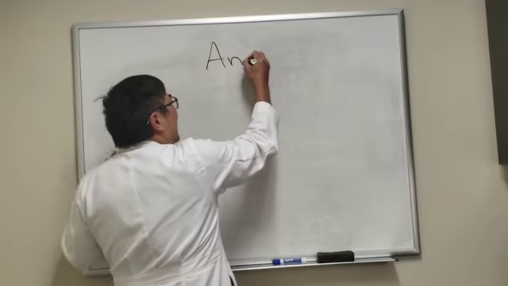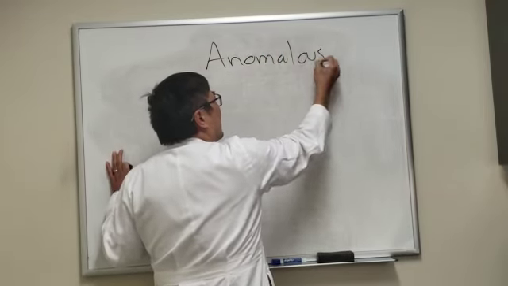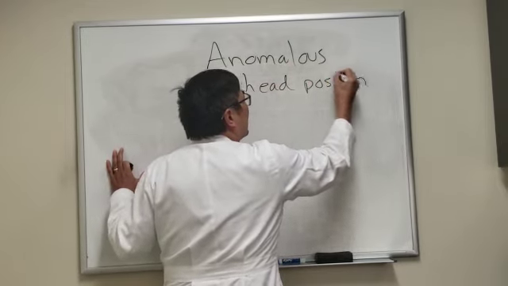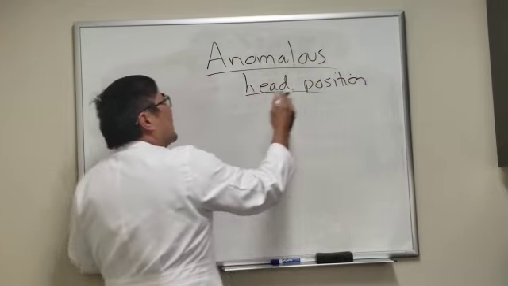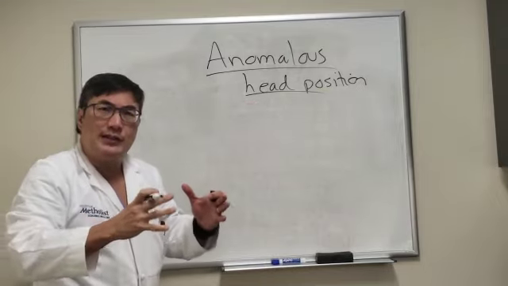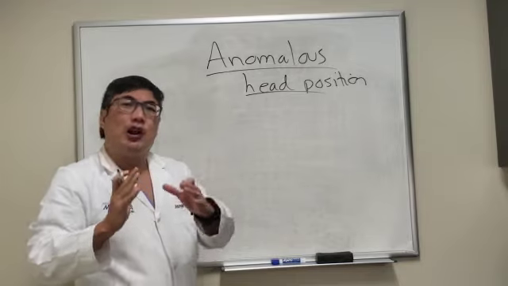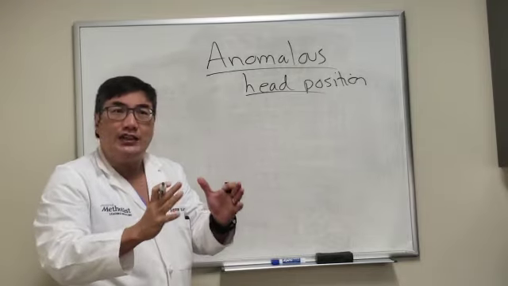So we're going to be talking about the anomalous head position in neuro-ophthalmology. And what this means is you're assuming a head position that's theoretically providing you with some type of advantage. And normally that means you're assuming a position to look away from where the deviation is the worst.